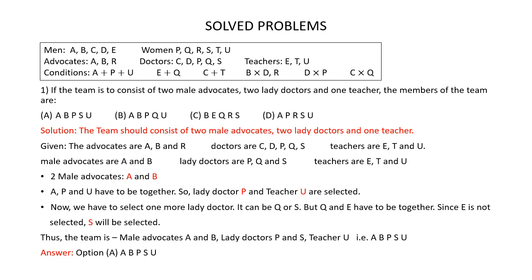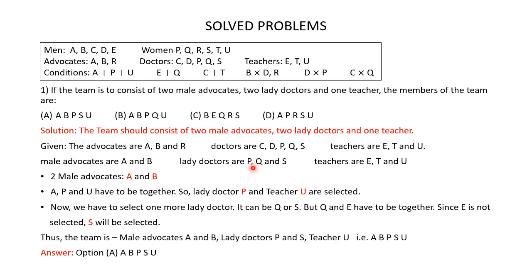So now the one teacher which had to be in the team has been selected. That is, teacher U has been selected. Now we had to select two lady doctors for the team. One lady doctor P has already been selected and we have to select one more lady doctor.